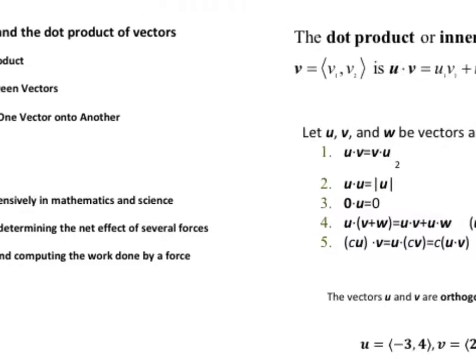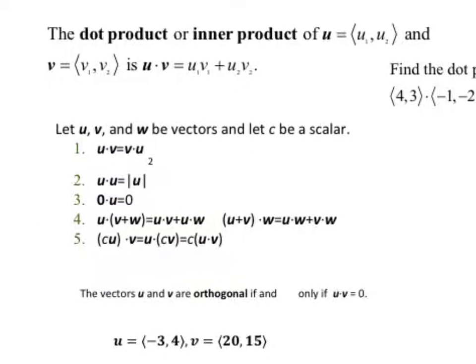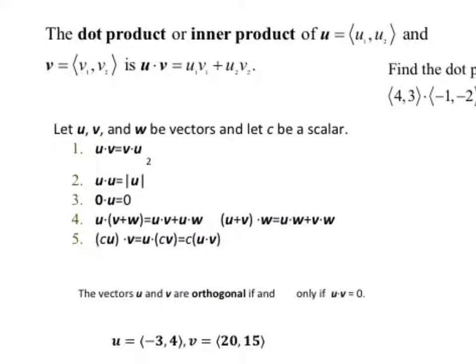Now, let's take a look here. It says the dot product or inner product of u, the vector u1, u2, and v, the vector v1, v2, is u dot v equals u1 times v1 plus u2 times v2. Okay?